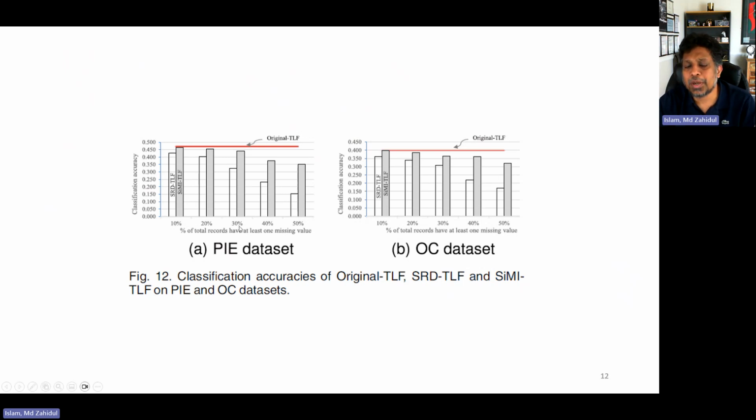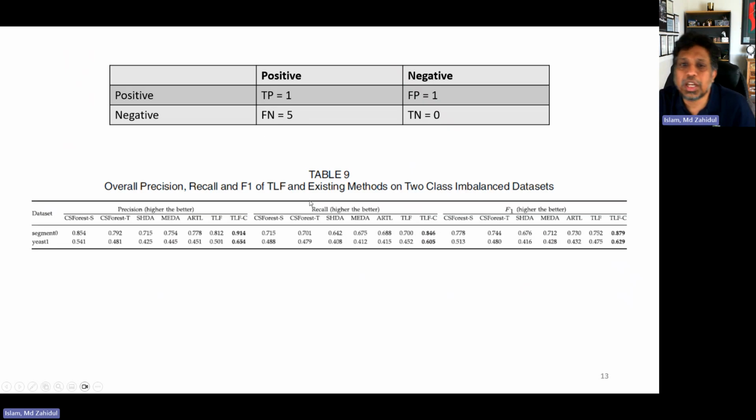And of course, as the percentage of missing values increases, the accuracy slips away more, which is understandable because you have a huge number of values being missing. But if we use SIMI, then we recover quite a lot in that sense. So that was an interesting analysis.